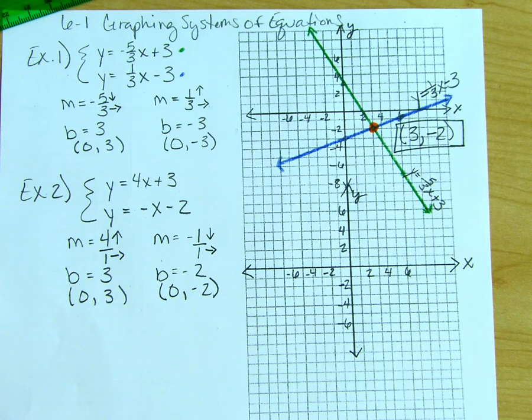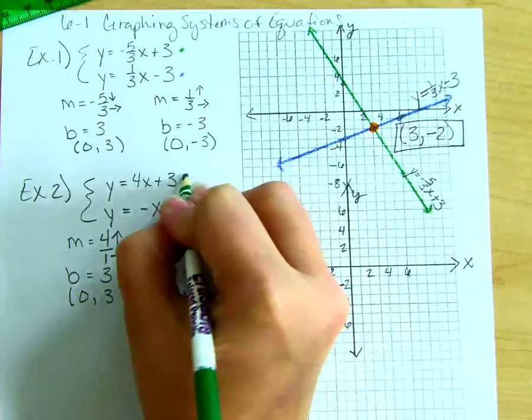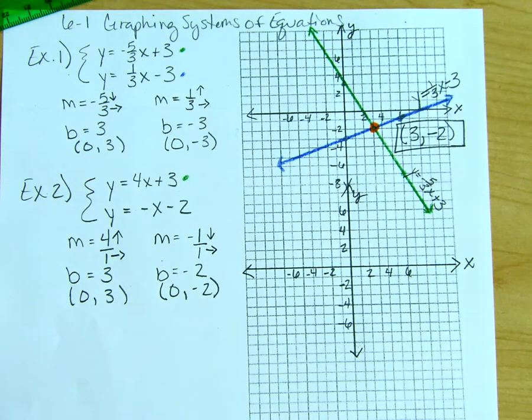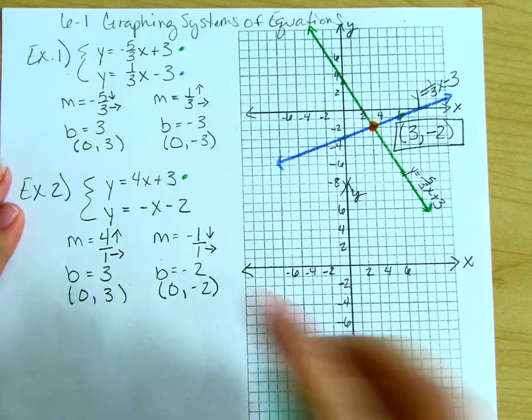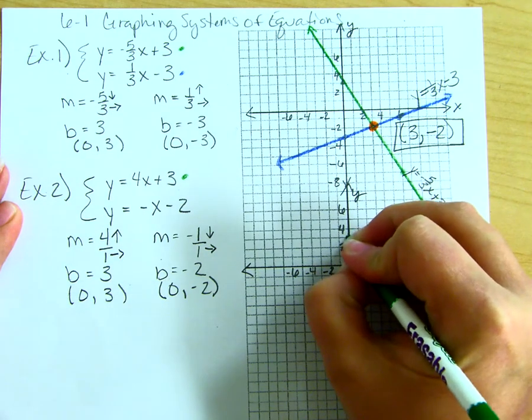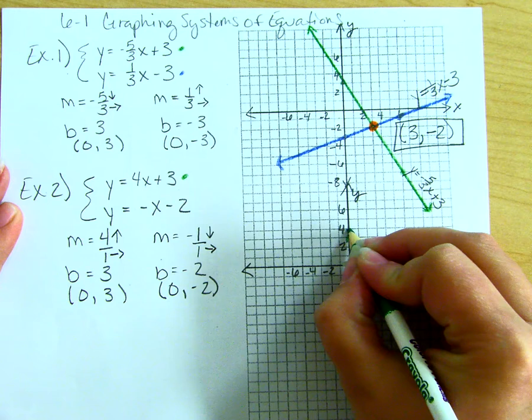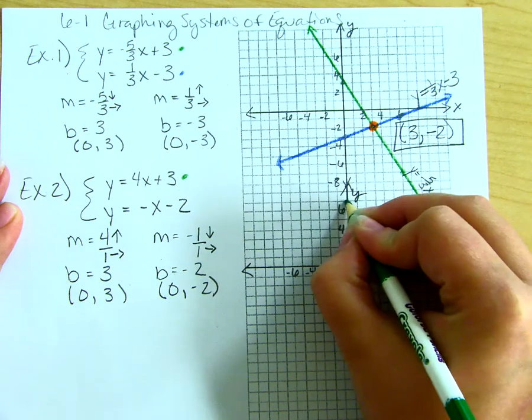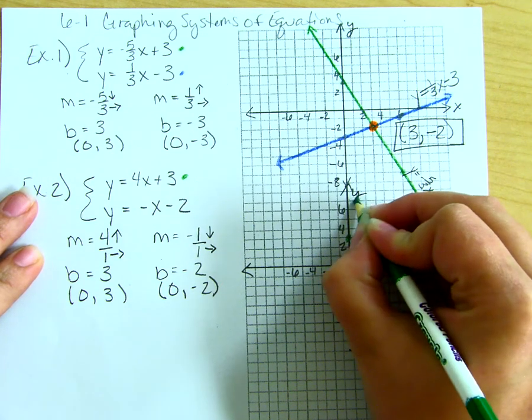Again, I'm going to graph in different colors. I'm going to do the first equation in green. This time it says I start at that +3, and my slope tells me to go up 1, 2, 3, 4 to the right 1 and put a point.